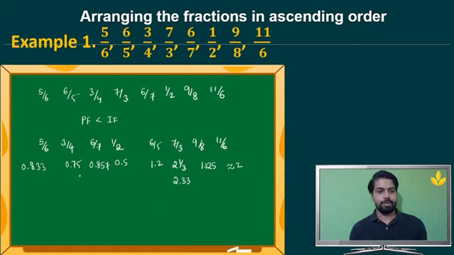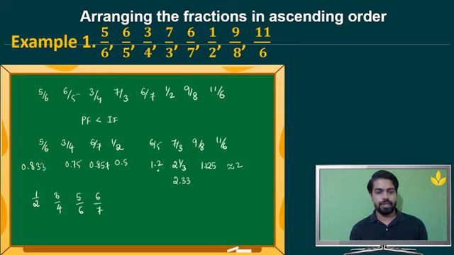Now by observing all this, I can see the lowest among all of them is 1 by 2. After that we have 3 by 4, then 5 by 6, then 6 by 7. So we are done with the proper fractions.